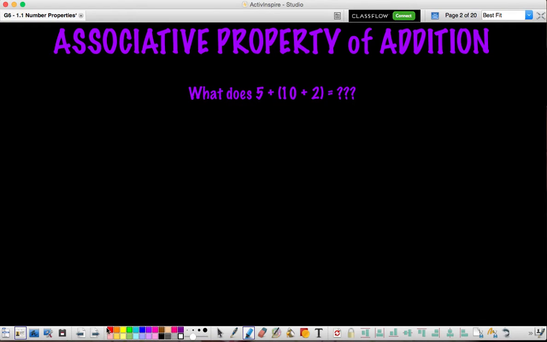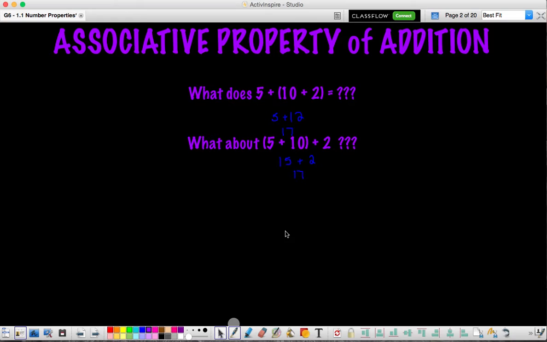So first we're going to start with associative property of addition. So if I were to take this problem and work it out, I know that I would have to do parentheses first and then add the 5. So I know that I would get 12 plus 5. And then I know that I would get 17. So now I want to know what happens if I move those parentheses and I do the 5 plus the 10 first. Well, I get 15 plus 2, and I still end up with an answer of 17.